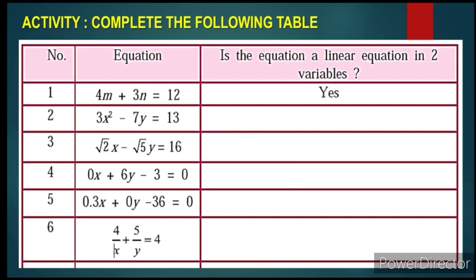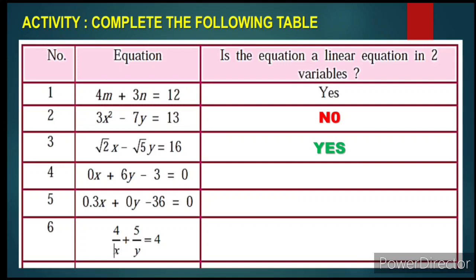Now the second equation is 3x square minus 7y equals 13. There are two variables but the highest power is not 1, it is more than 1. So it is not a linear equation. Third one, again there are two variables x and y. Both variables have power 1 and a, b and c are real numbers. a is root 2, b is minus root 5 and c is 16. So yes, it is a linear equation.